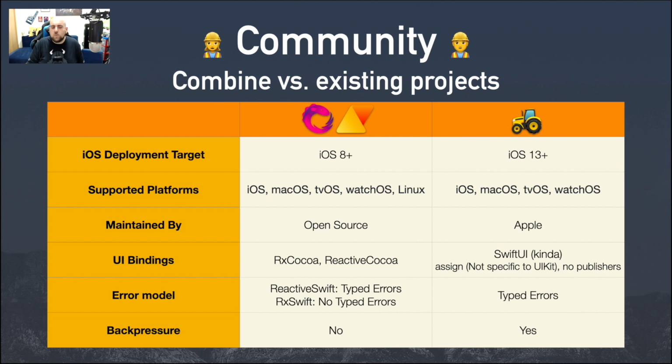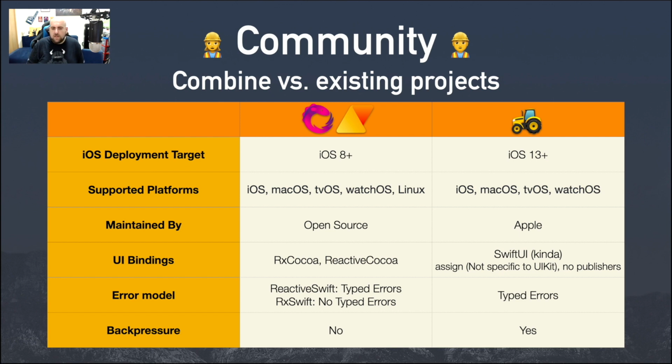For UI binding, we have RxCocoa and Reactive Cocoa. We get all these nice wrappers around UIKit and Cocoa components wrapped as publishers. In Combine, we have SwiftUI. It's not really a binding, but it's just a UI framework in a way. And we have Assign, which provides binding, but it's not really specific to UI as well. And we don't get any publishers.